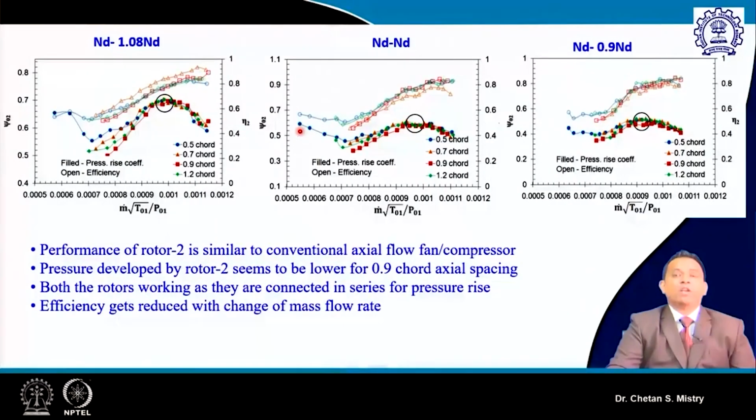Now if we compare what is happening with rotor 2, it is acting in line with a conventional rotor. With decrease of mass flow rate, this is the stall of rotor 2. That is the reason I discussed that as a partial stall condition. You can see that by incorporating these two rotors rotating in opposite directions, we get a wider operating range. That is the benefit.